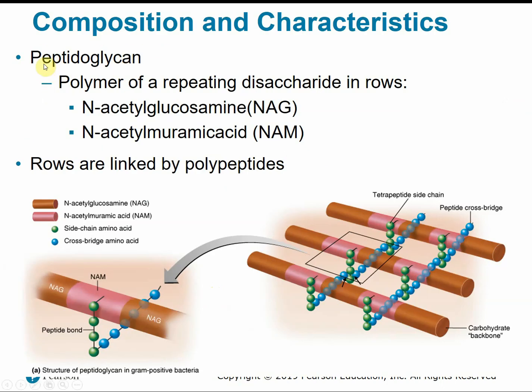If we break down the name peptidoglycan, Peptido tells us it contains proteins or peptides. Peptides are just proteins. Glycan, similar to glucose, means sugar. So it's basically a protein sugar molecule. We have these polymers of repeating disaccharides in rows, kind of like logs in a raft, and then we have polypeptides, or these little proteins, that link our logs together and tie them together to form our peptidoglycan raft.